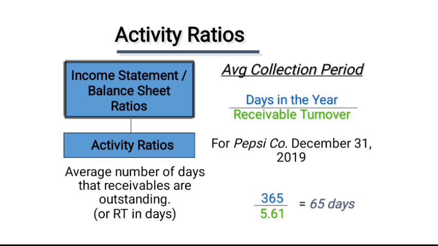So for Pepsi Cola, December 31st, 2019, income statement and balance sheet, you will get days in year, which we all know is 365. And receivable turnover is what we calculated in the last slide, where receivable turnover was 5.61. We divided annual net credit sales of Pepsi Cola by total receivables of Pepsi Cola, and we got 5.61. So here we divide 365 by 5.61, which means the average collection period of the company was 65 days.